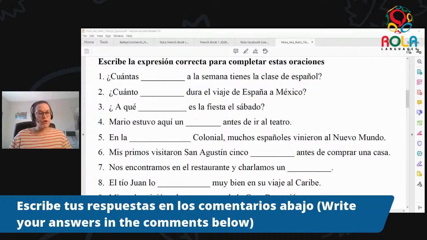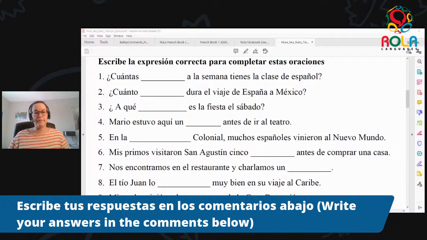Número dos, we have cuánto blank dura el viaje de España a México. Okay, cuánto blank dura el viaje de España a México. So again, we're choosing between tiempo, vez, hora, rato, and época. So what do you think makes the most sense for the context of this question? ¿Cuánto? And another clue we can use here is that cuánto is masculine singular, so that can help guide which word you want to use. In this case, it's tiempo.